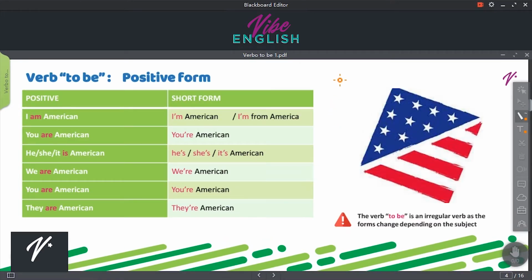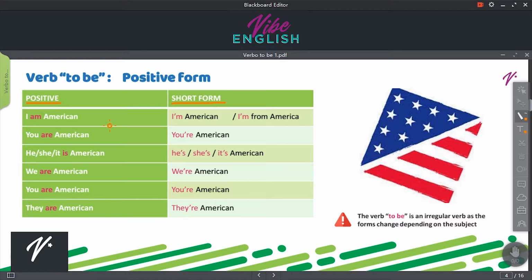Let's look at the verb to be and its positive forms. As you can see, we have the positive long forms and the positive short forms. The positive short forms are commonly used when we are speaking in English or sometimes in informal writing.